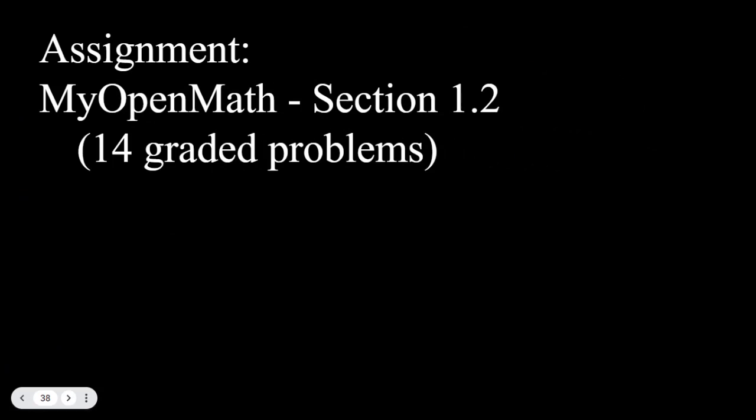That is the end of section 1.2. There are 14 graded problems there. Again, it's going to be a lot of identifying the type of sampling methods, discrete and continuous types of variables and data, and all those different types of things that we talked about with the terminology here in section 1.2.